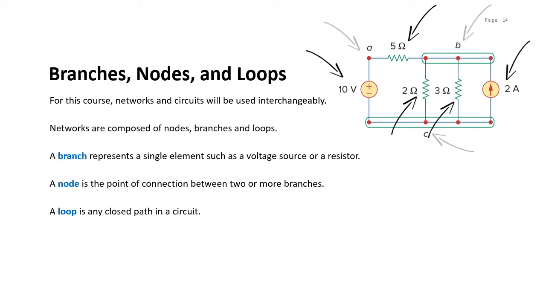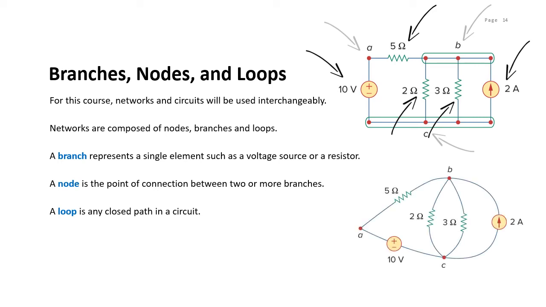We can demonstrate that this figure has only 3 nodes by redrawing it. These two circuits are actually identical. However, for the sake of clarity, nodes B and C are spread out with the perfect conductors, as you can see here. Okay, let's go to loop.